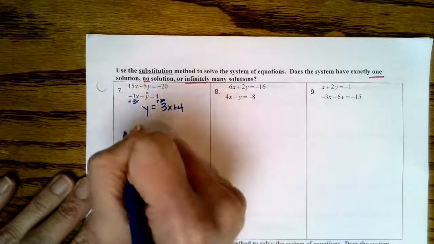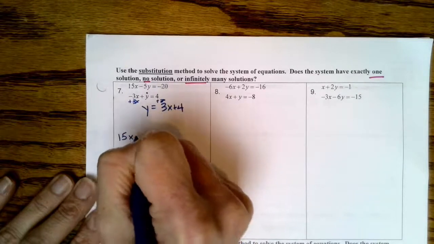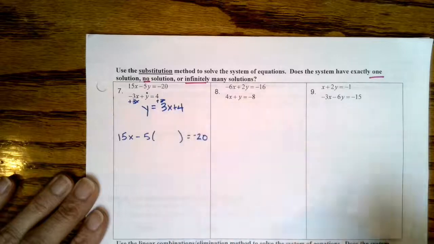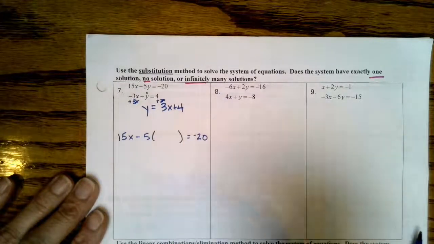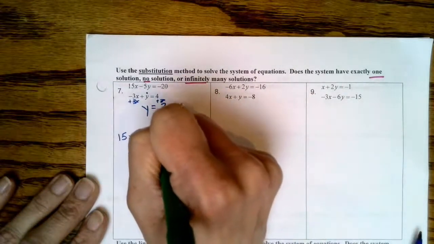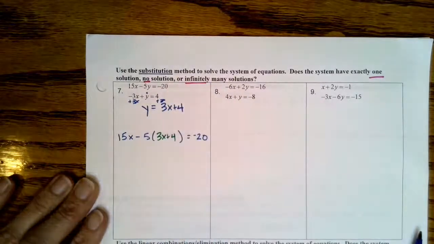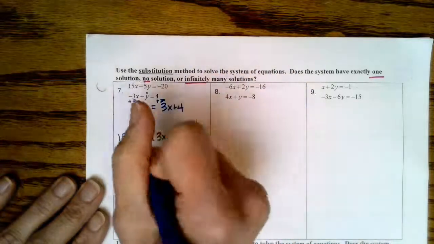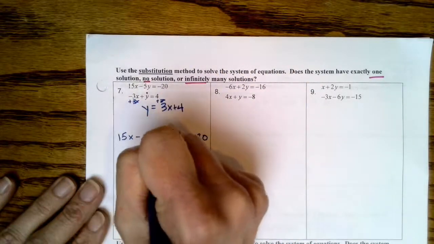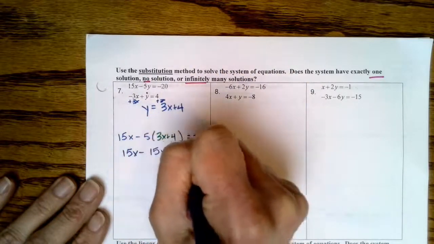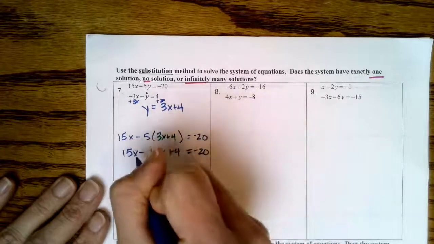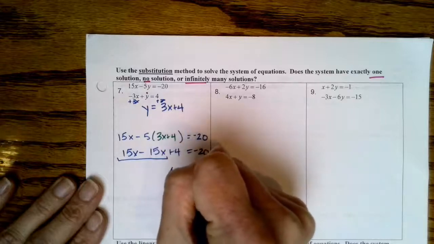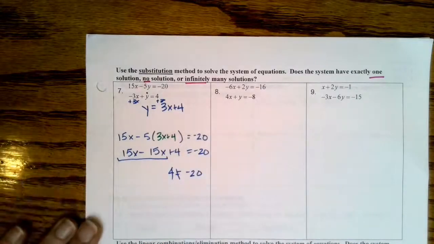So I go to my equation and I have 15 times x minus 5 times my value for y is negative 20. So I'll go ahead and put my 3x plus 4 in for my y. So I have 15x minus 15x plus 4 is equal to negative 20. This is rather suspicious. This is a zero pair. So 4 is equal to negative 20, not in my world.